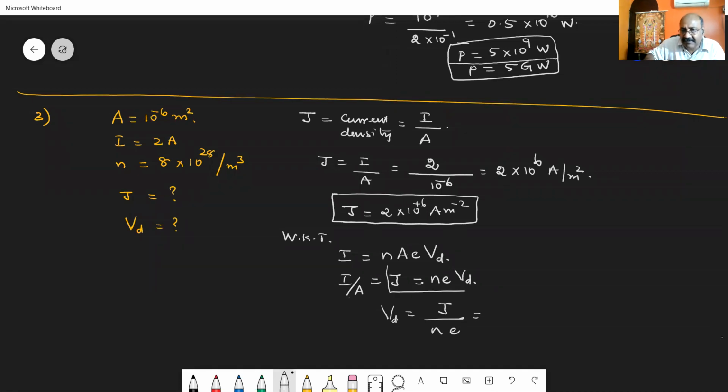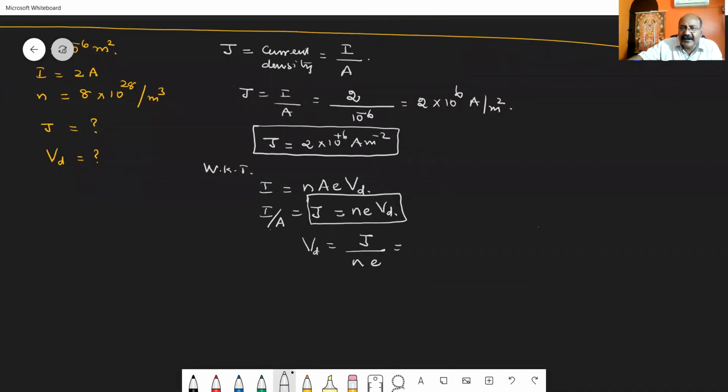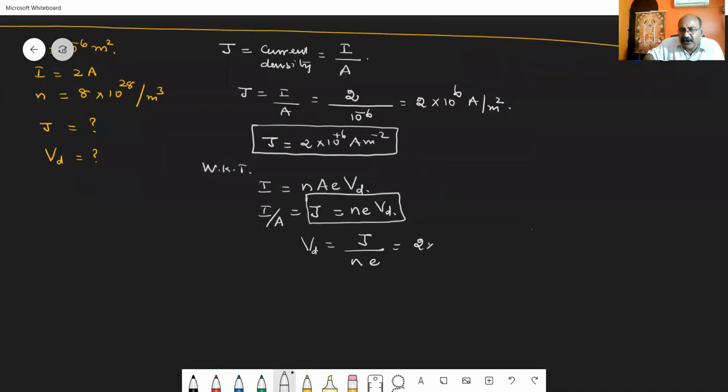Am I correct? Taking this relation alone, J I know already. So J is equal to N into E into V suffix D. From this, you calculate the drift velocity V suffix D. It is J divided by N into E. What is the value of J now? 2 into 10 to the power of 6. You substitute 2 into 10 to the power of 6 divided by, what is the value of N? Number of electrons, 8 into 10 to the power of 28 into E, 1.6 into 10 to the power of minus 19. Shall we simplify?